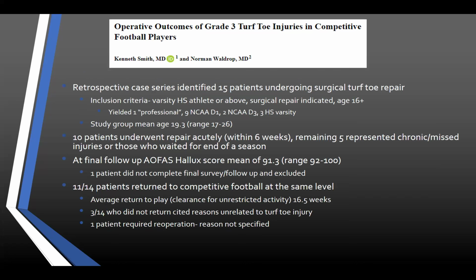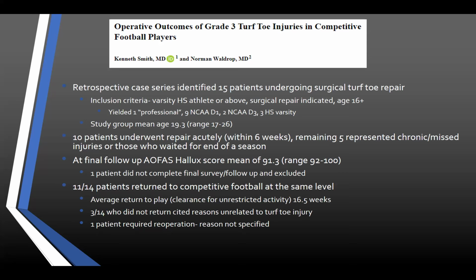In another case study, this one targeted specifically at elite athletes, a study from 2018 came out of the University of Alabama and the American Sports Medicine Institute down there. In this retrospective case series, they identified 15 patients who had surgical intervention for their turf toe. To be included, you had to have a grade 3 injury and had to have been playing football at least at a high school varsity level or higher.